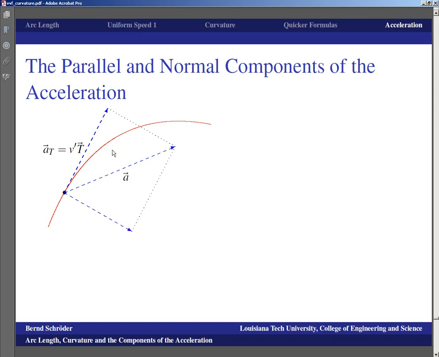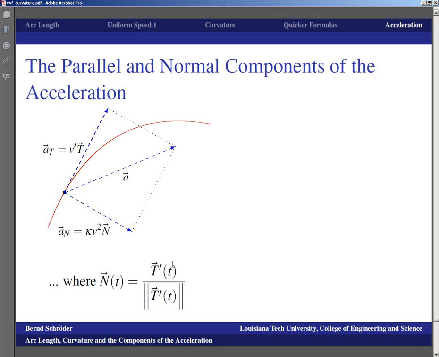And then there is another component. That component is perpendicular to the direction of motion. It doesn't do any work, but it causes a change in direction. And that component, that normal component, we're going to derive that it's kappa speed squared times n, where n, this unit normal vector, is T prime of t divided by the norm of T prime of t.